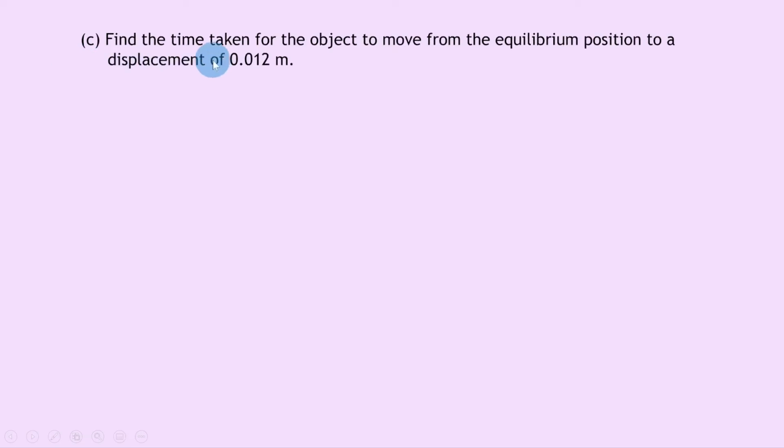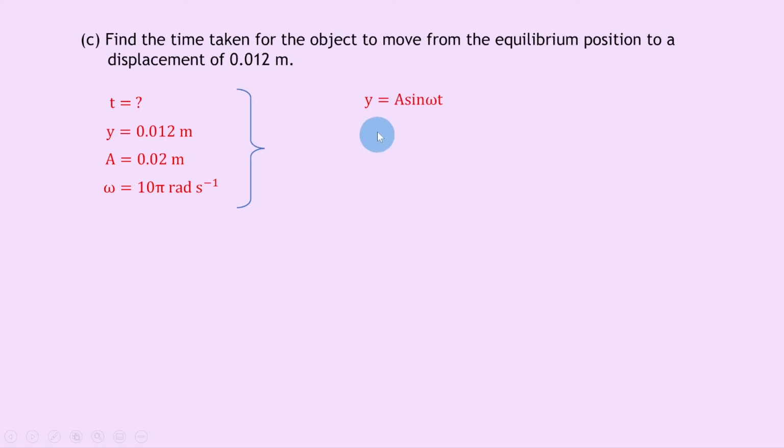Part C then says find the time taken for the object to move from the equilibrium position to a displacement of 0.012 meters. Well, writing down what we know from the question, we're trying to find time t. We know the displacement y equals 0.012 meters in this case, and the amplitude A is 0.02 meters, and the angular frequency omega was 10 pi radians per second. So writing down our general expression for displacement y, we have y equals A sine omega t.